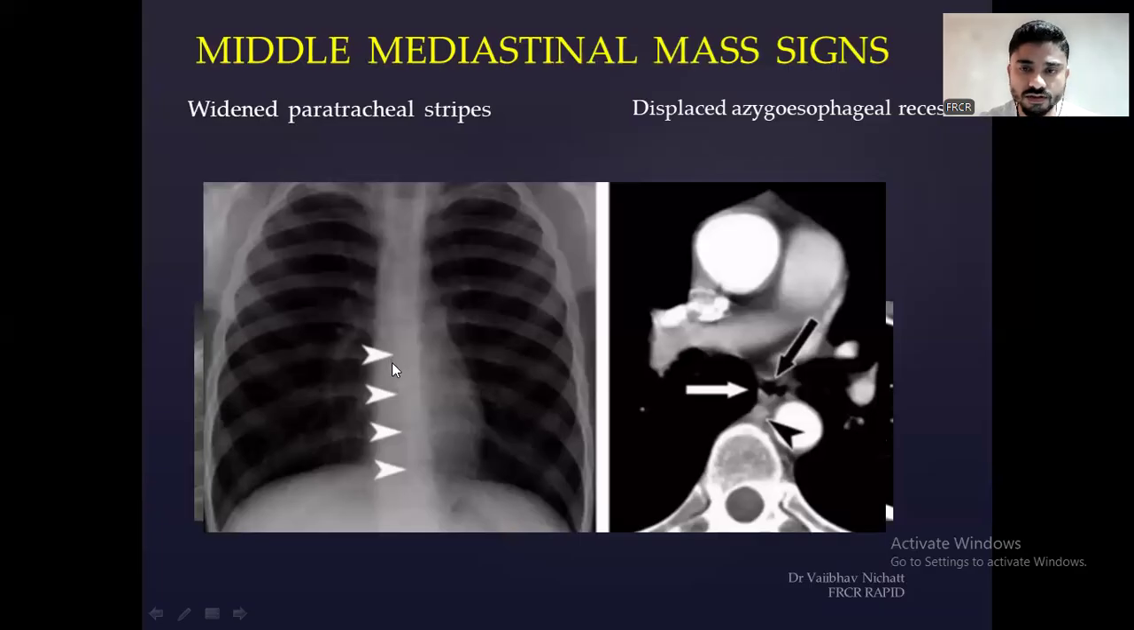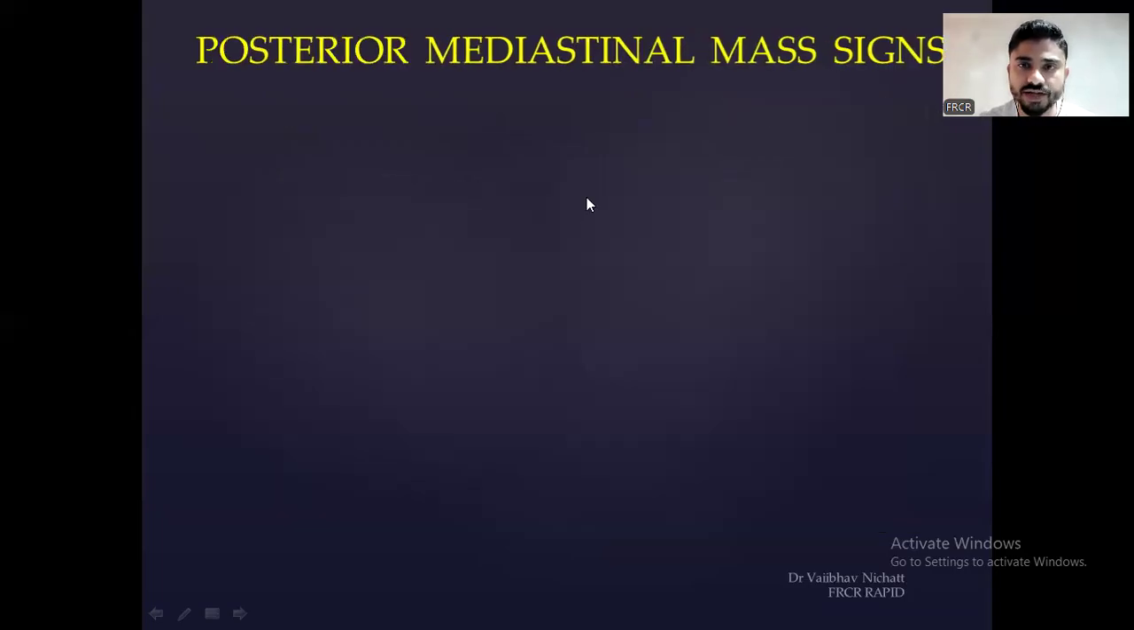Now we'll see the course. In the upper 1/3 location, it is seen extending superolaterally on the right side like this. It goes superolaterally on the right side because of the course of the azygous vein. The azygous vein goes like this on the right side. In the middle 1/3 and lower 1/3 location, it is predominantly straight because of the straight course of the esophagus. So if you see any displacement or any disruption of the azygoesophageal recess, then you can think of a middle mediastinal mass.